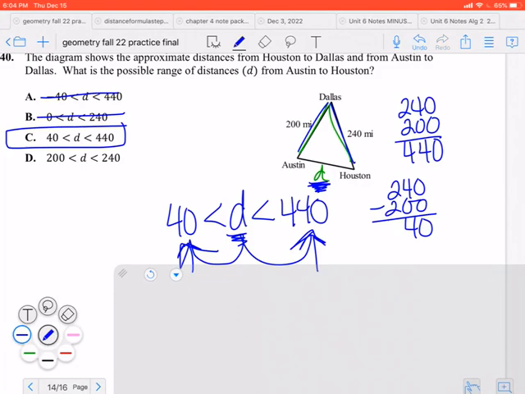So this is just something you have to memorize about the side lengths of a triangle. You can take the sum, and that gives you your bigger end, and then take the difference, and that gives you the smaller end. And that is it.